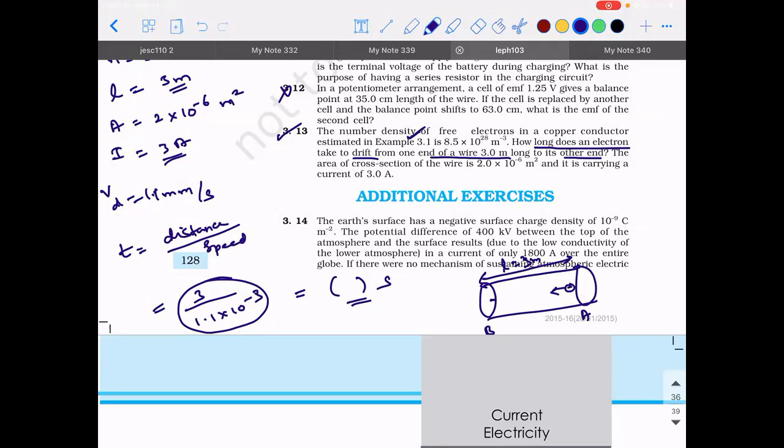So from example 3.1, you know that the drift velocity is equal to 1.1 millimeter per second. Correct? Just now I showed it to you. So we know that time is equal to distance by speed, but what is the value of distance it is traveling? It is traveling a distance of 3 meter with this particular speed. So you substitute both, you will get the answer. Okay, sir, understood. Clear? Yeah.